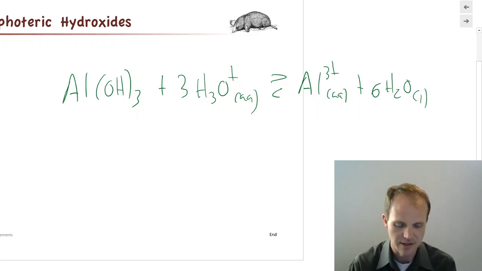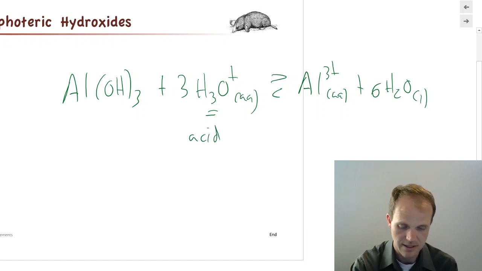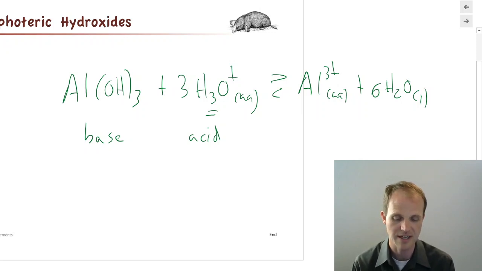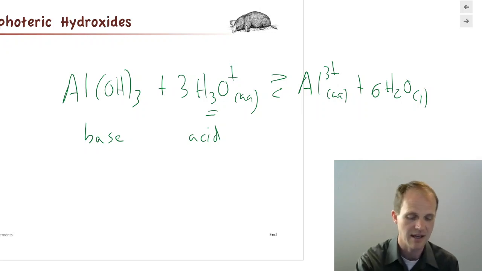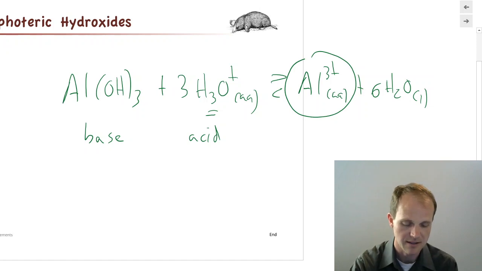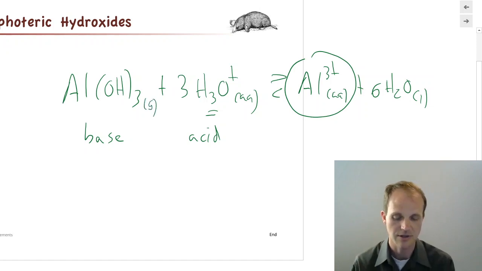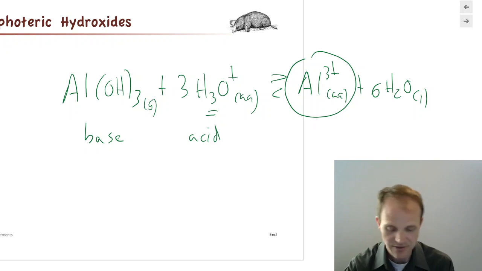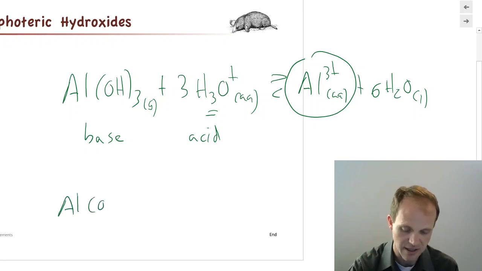And so what do you have, right? You've got an acid, and this guy acting as a base. The H3O+ is giving away its H+, the aluminum hydroxide is accepting it, and it's forming an aqueous solution. Aluminum hydroxide is a solid, so you're adding acid to a solid, and you're going to dissolve it. But that's great. Well, what happens on the other hand?